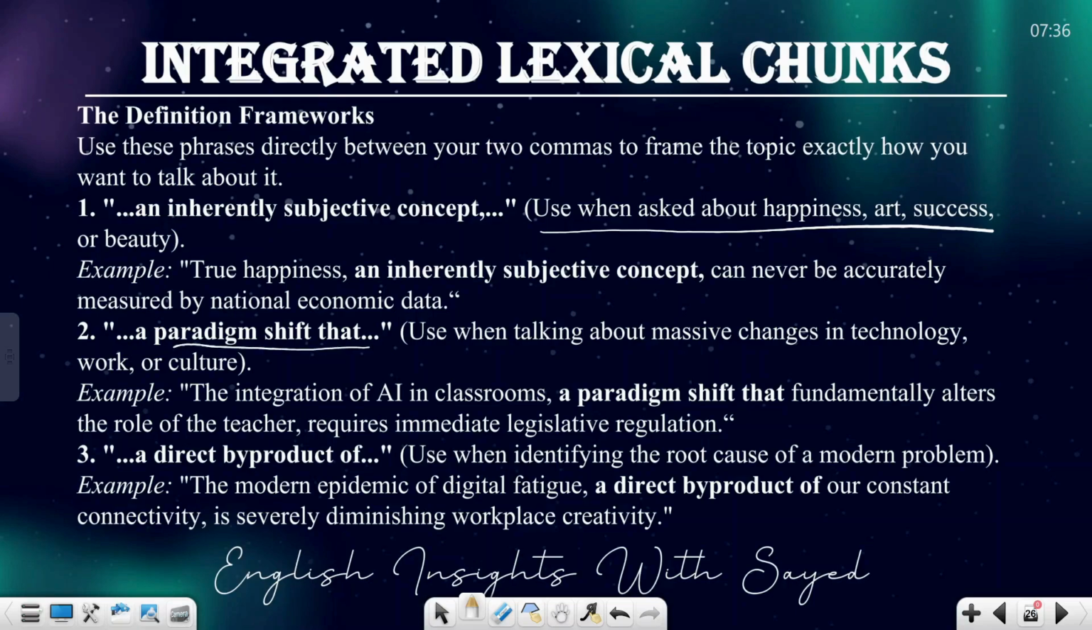আমরা দেখেছি, সেটা আরও আছে ক্লাসে, প্রিভিয়াস ক্লাসে, সেটা কখন ব্যবহার করবেন? Use when talking about massive changes in technology, like the integration of AI in classrooms, a paradigm shift that fundamentally alters the role of the teacher, requires immediate legislative regulation.